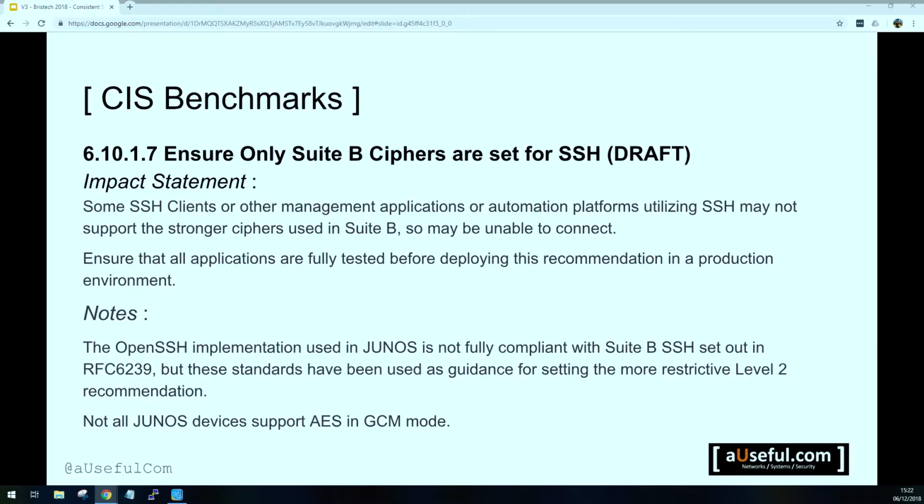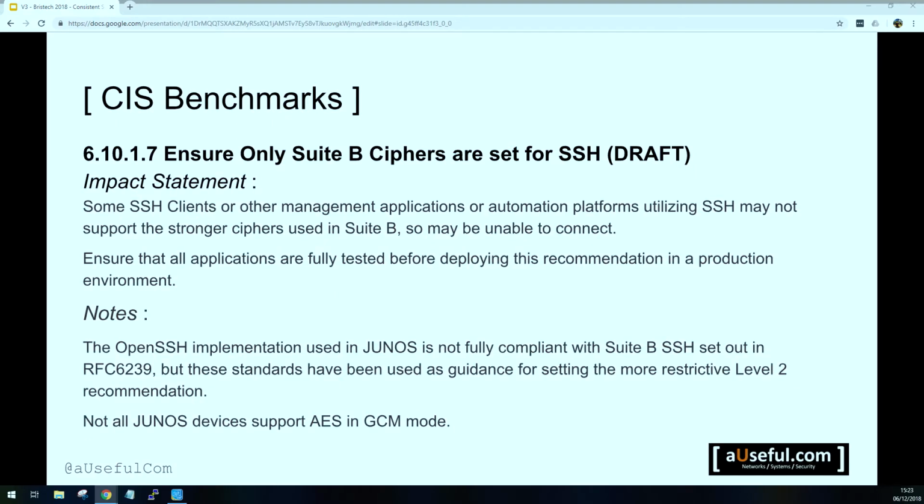So again, we're going to have an impact statement. We're going to have some notes. Here, the impact statement will be a little bit stronger. It's going to warn you that if your management systems aren't Suite B compliant, this is probably not going to work. We also warn you in the notes that the OpenSSH version that's used on Junos can't be made fully Suite B compliant, and that's because Suite B requires that we do our authentication exclusively using X509 certificates, and Junos doesn't support that at the moment.